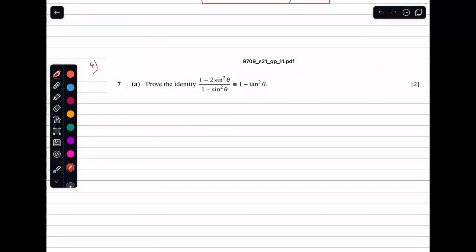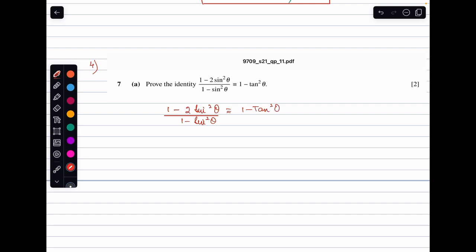So question 4, this question has been taken from Summer 21, paper 1, variant 1, and it's question 7. Part A, prove the identity (1 minus 2 sine square theta) over (1 minus sine square theta) equals 1 minus tan square theta. So we have to prove this identity where they are saying it's 1 minus 2 sine square theta divided by 1 minus sine square theta, and this shall be equal to 1 minus tan square theta.